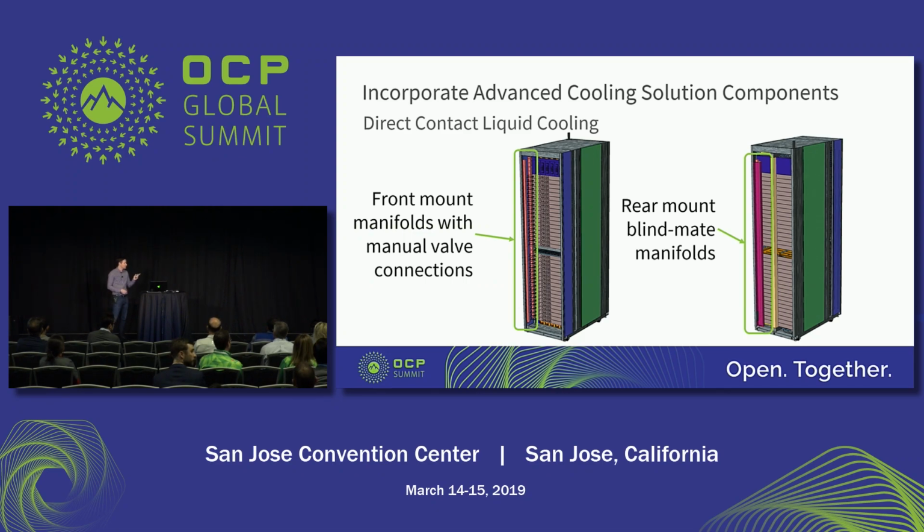Those manifold sizes just happen to be the same as the ones in the back on the right-hand side. So this is the rear mount blind mate manifolds. In this case, you would have your IT gear, you plug it in, it would pick up the power on the bus bar, blind mate, and you can also pick up the liquid cooling loop as well.